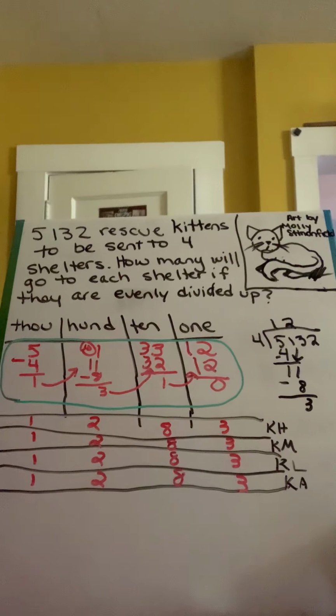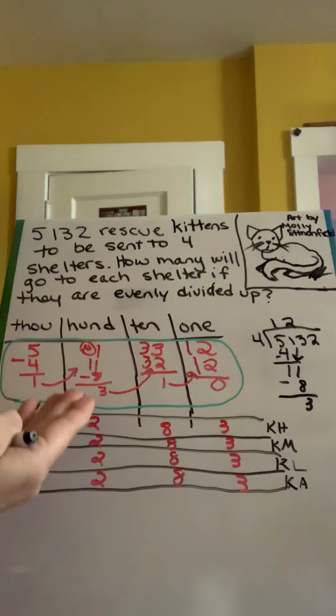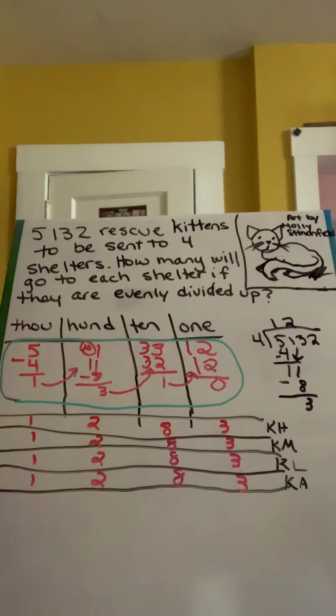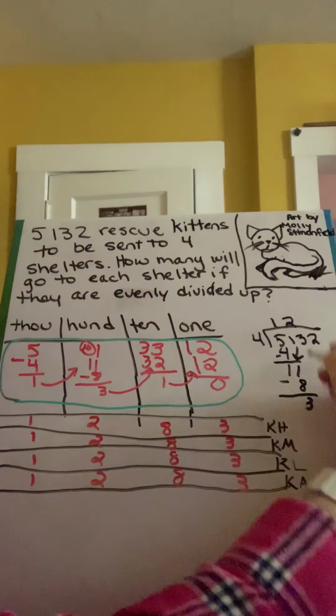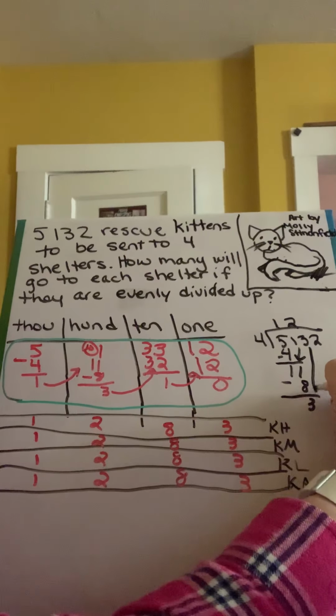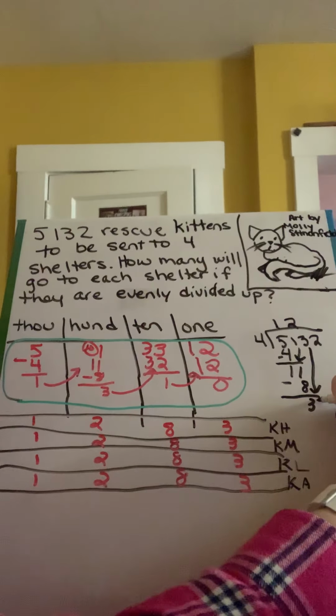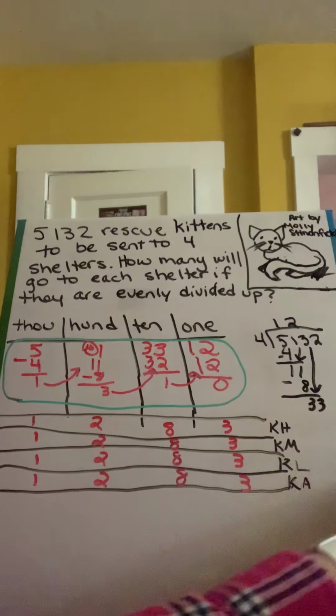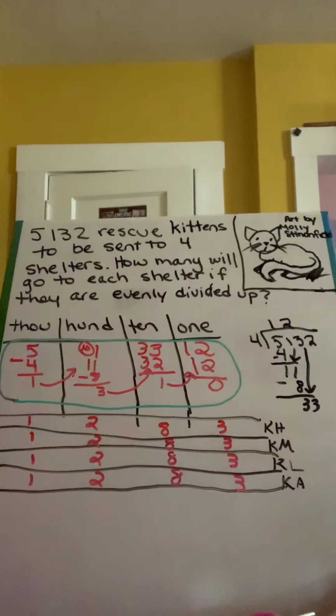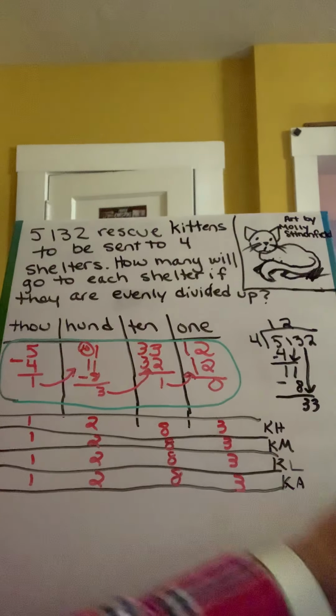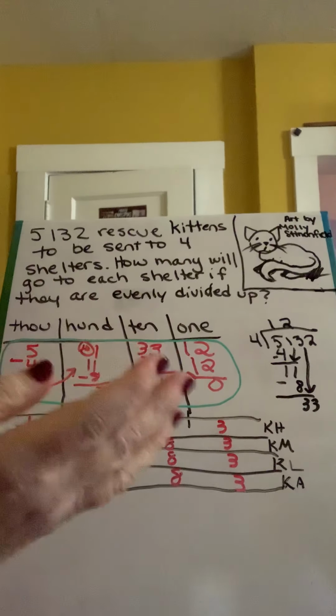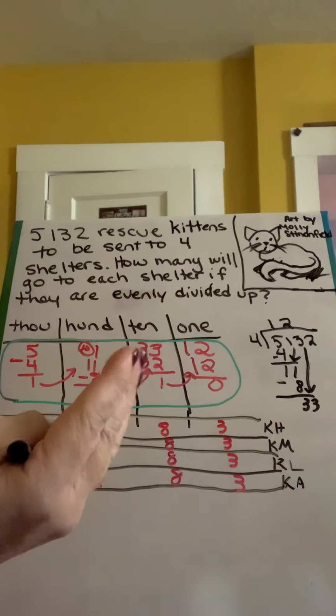Again, anything look familiar to you? Anything you've seen before, maybe? What do you know? All right. Now we're going to regroup that 3 that we had left over into tens. So we have 33 tens. I think you know where I'm going with this. I have 33 tens that I'm splitting up among my 4 shelters.